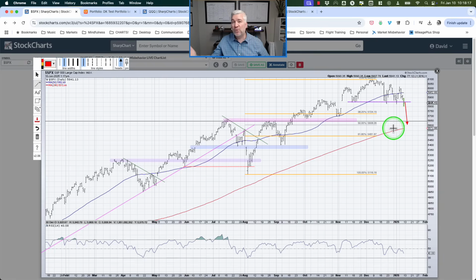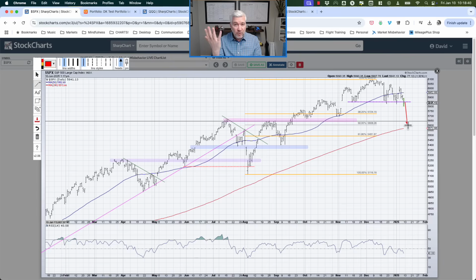And as a preview of what we're going to talk about later in the video, that lines up almost perfectly with the 50% retracement of the August 24 low, which is the last kind of major swing low, up to the December peak. So interesting relationship between the pattern objective and a Fibonacci retracement level as well. Some other indicators kind of right around that level at the same time.